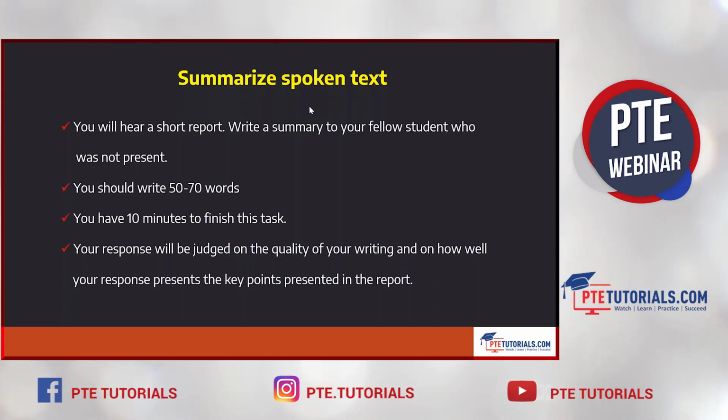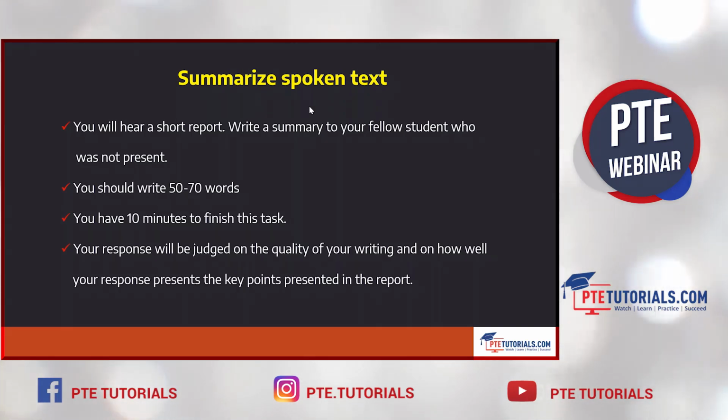Summarize spoken text. You will hear a short report. Write a summary for a fellow student who was not present. You should write 50 to 70 words. You have 10 minutes to finish this task, and your response will be judged on the quality of your writing and how well your response presents the key points presented in the report. That means you will hear a lecture of 1 or 1.5 minutes, and you have to write it in your own words and present it in the answer.